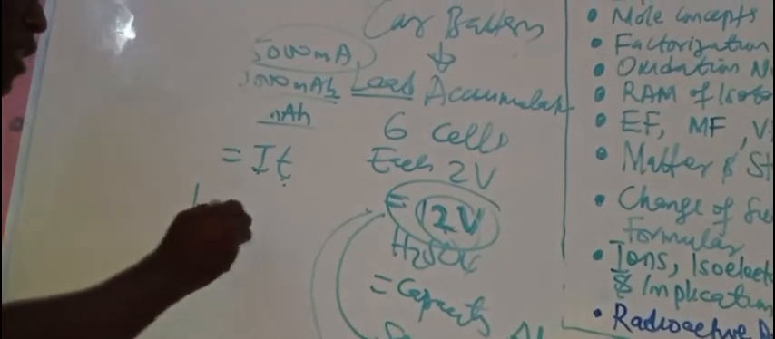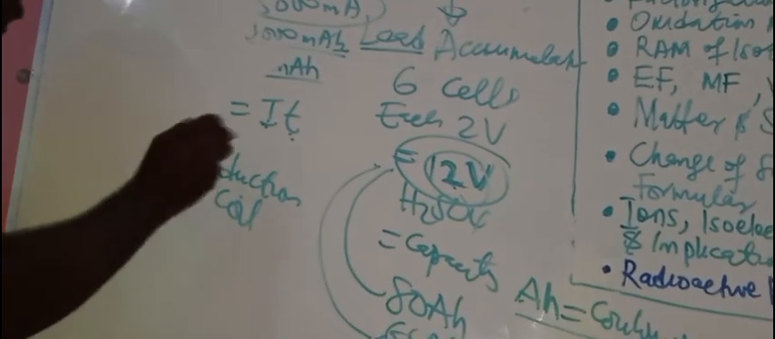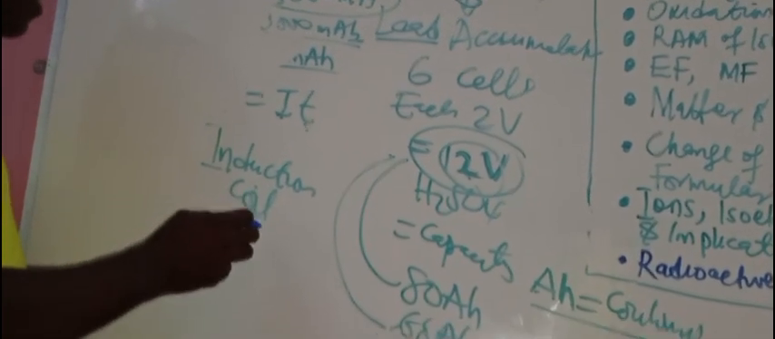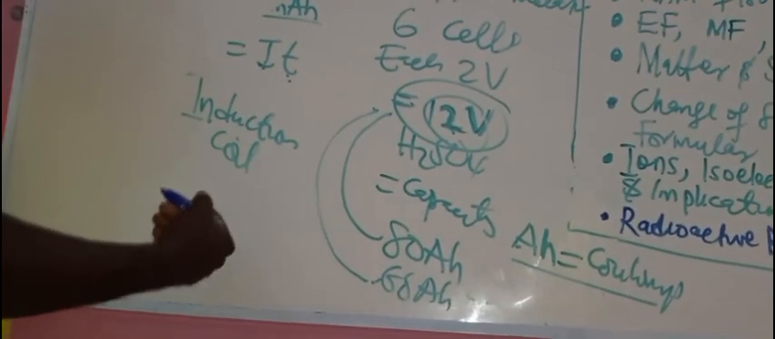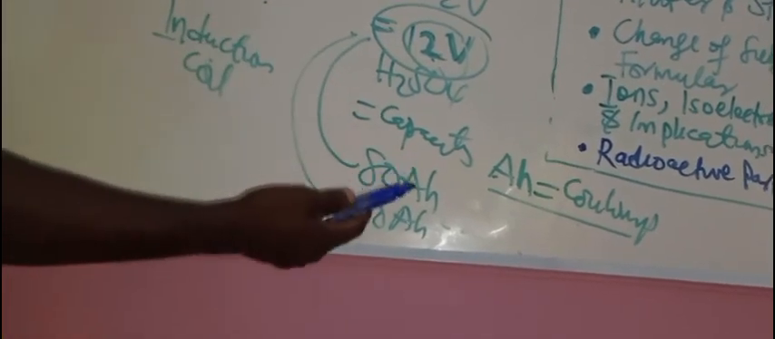Induction coil. Take note of this. This induction coil has the primary and secondary coil. It has two sides, just like the transformer has a primary side and a secondary side. Induction coil also has, okay.